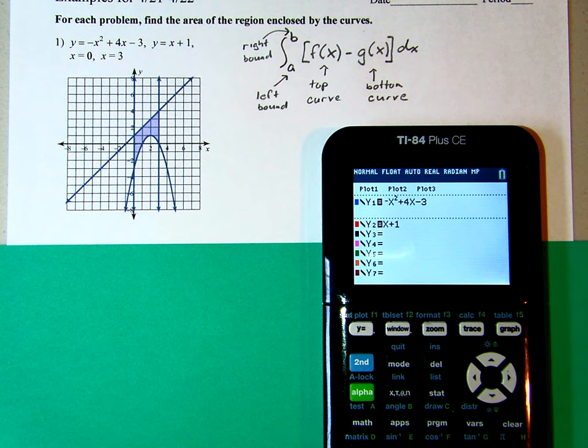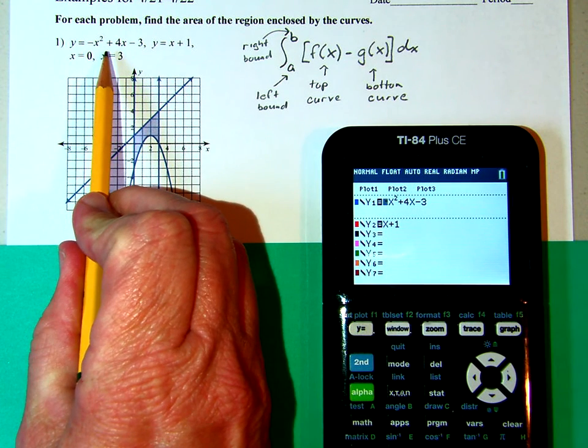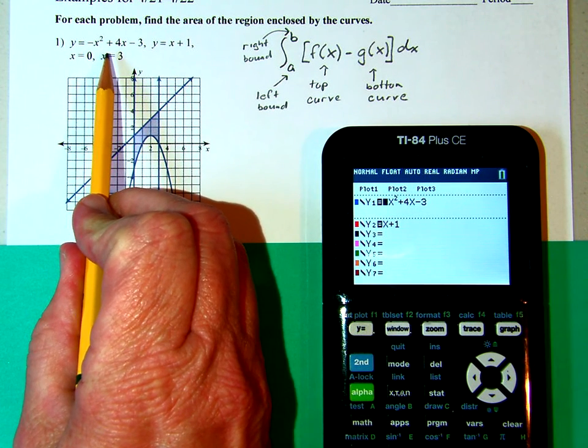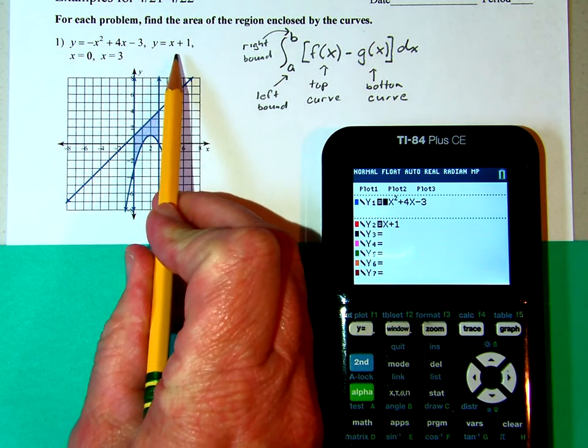Our topic for today is finding the area between two curves, focusing primarily on calculator keystrokes in order to do that. So our instructions here are: find the area of the region enclosed by the curves. The first equation is y is equal to negative x squared plus 4x minus 3. That's the parabola.